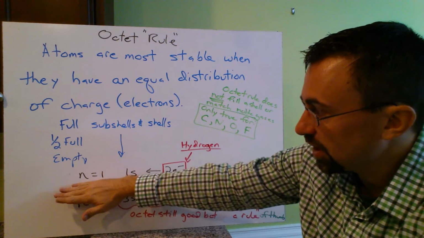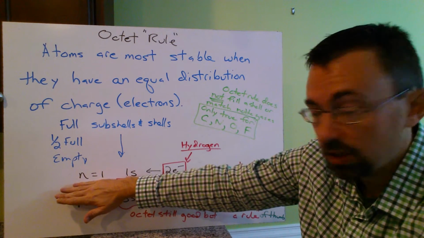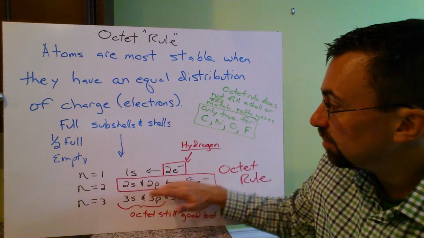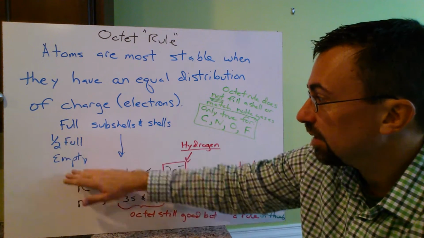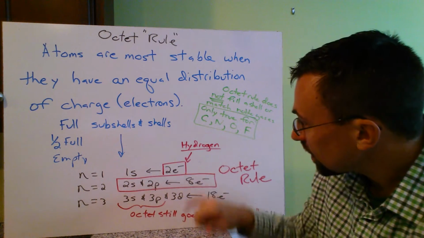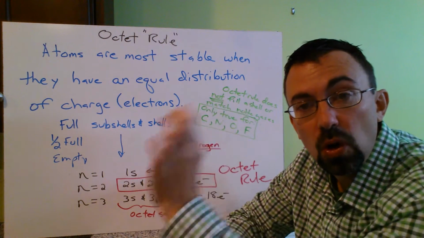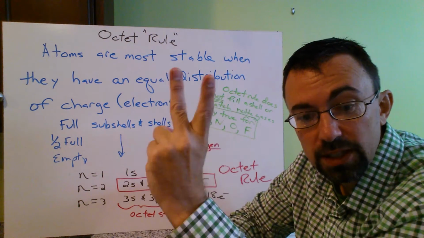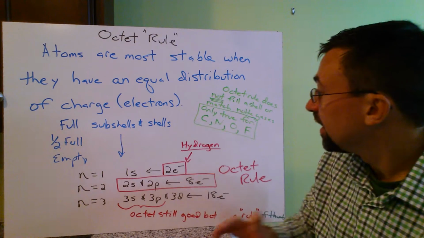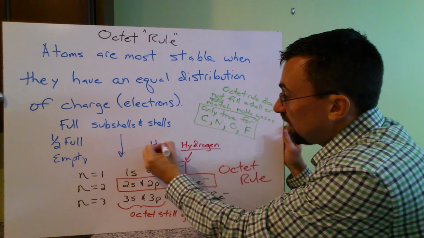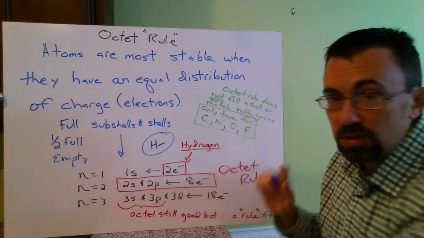So if we look at the first shell when n equals 1, remember that's the number of subshells, so we only have the 1s, and to completely fill this shell, so everything's full and empty, you would need 2 electrons. So hydrogen will always have 2 electrons or a single line coming out of it. Hydrogen should look like this forever and ever. Hydrogen with a little dash.